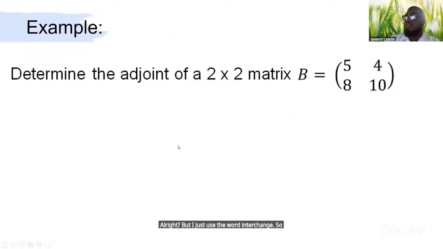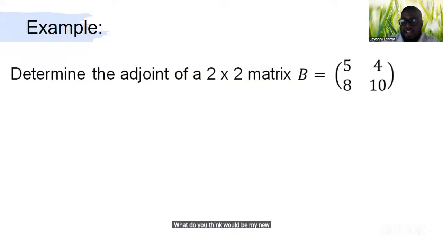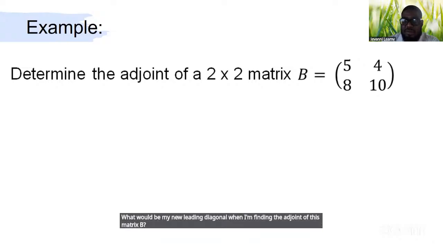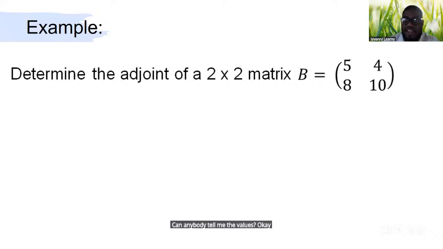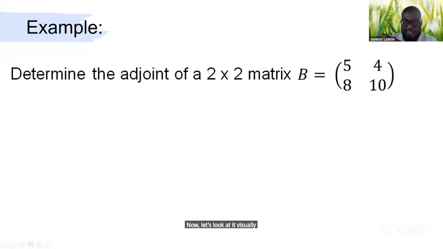So what do you think would be the adjoint of this matrix? What would be my new leading diagonal when I'm finding the adjoint of this matrix B? Can anybody tell me the values? Okay, 10 and then 5. All right, what about my non-leading diagonal? What would be my elements? Okay, -4, -8. Now let's look at it visually, because I just basically said it.